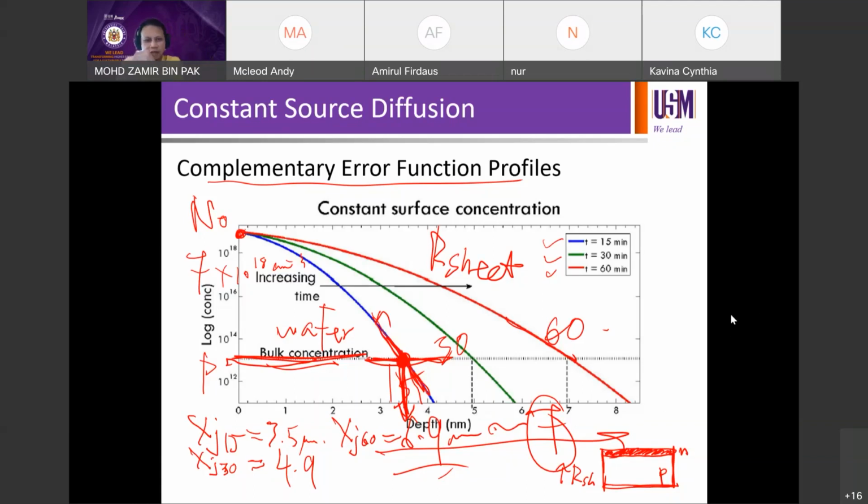So imagine yourself as an electron. Now you are driving. Electron driving. And then imagine the profile, the depth of the junction, as the road. Satu jalan, XJ dia very small. Maknanya you jalan sempit.